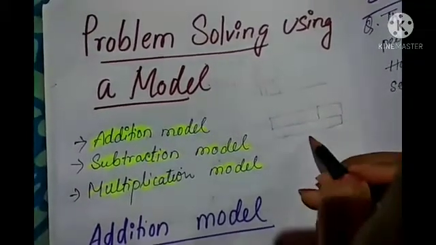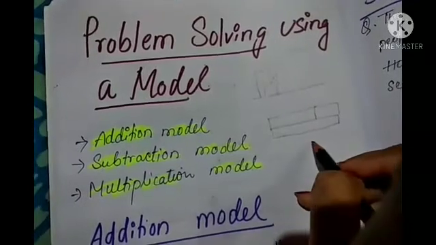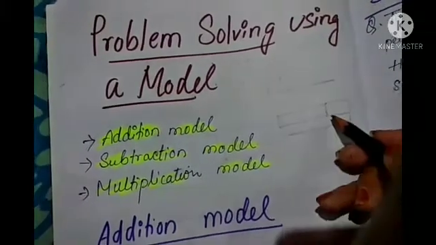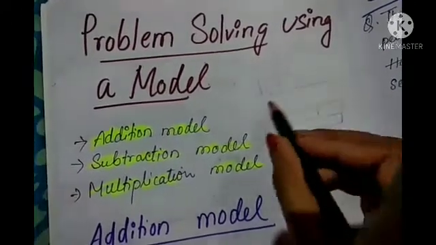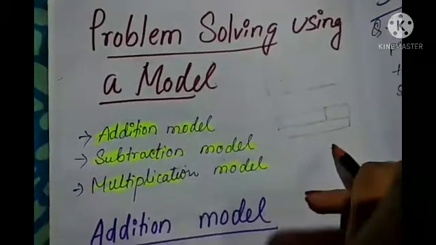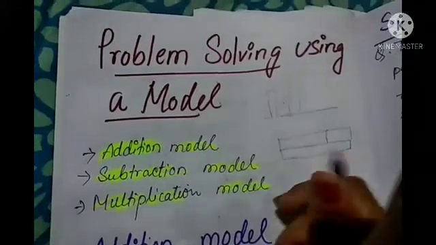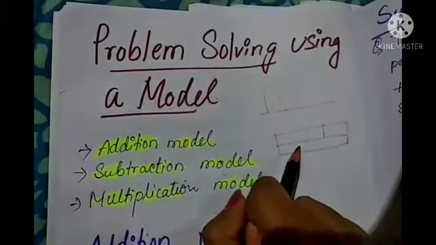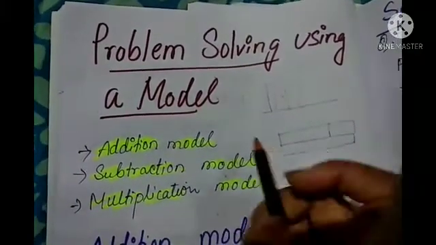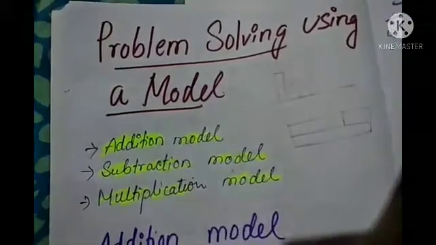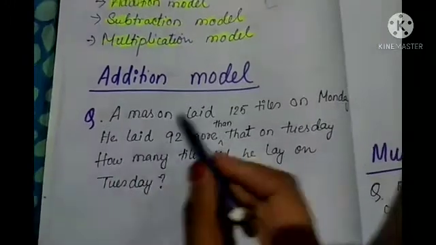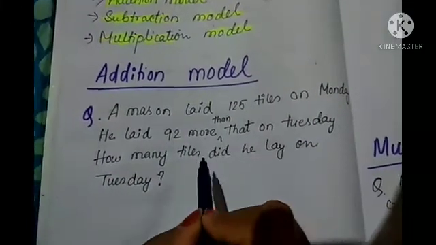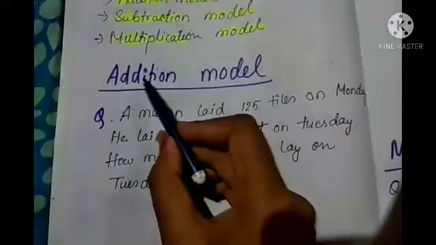Okay, and also the relationship between the quantities can often help you decide how to solve the problem. That means from this model you can get an idea of what operation you have to choose, and that will help you solve the problem. So let's begin with the addition model. For your better understanding, I have taken one example question so that you can understand how to make an addition model.